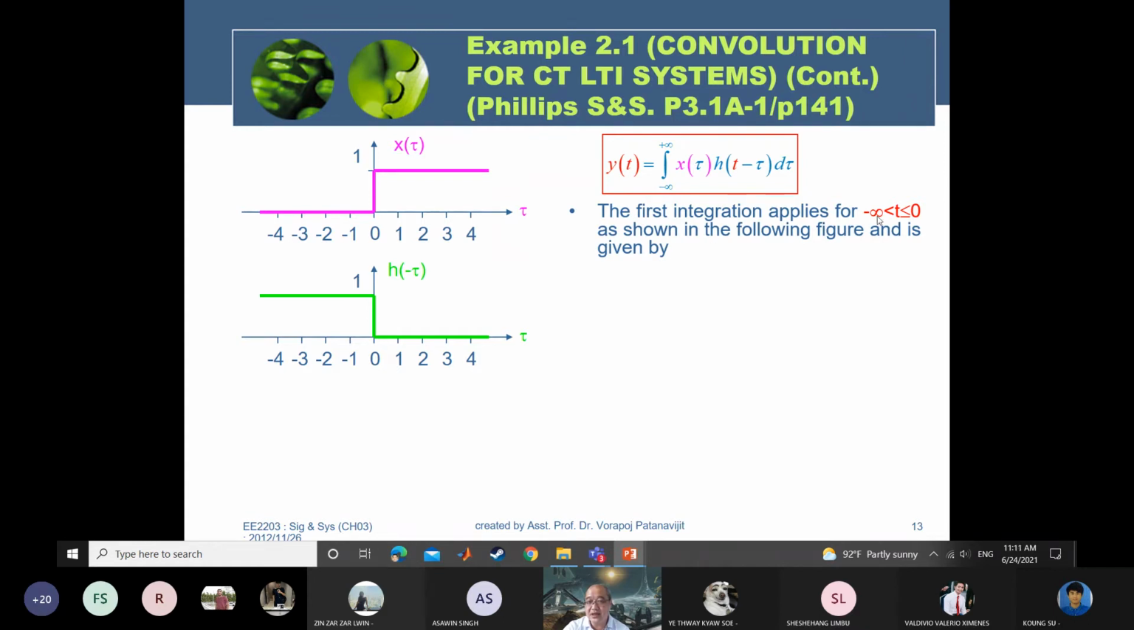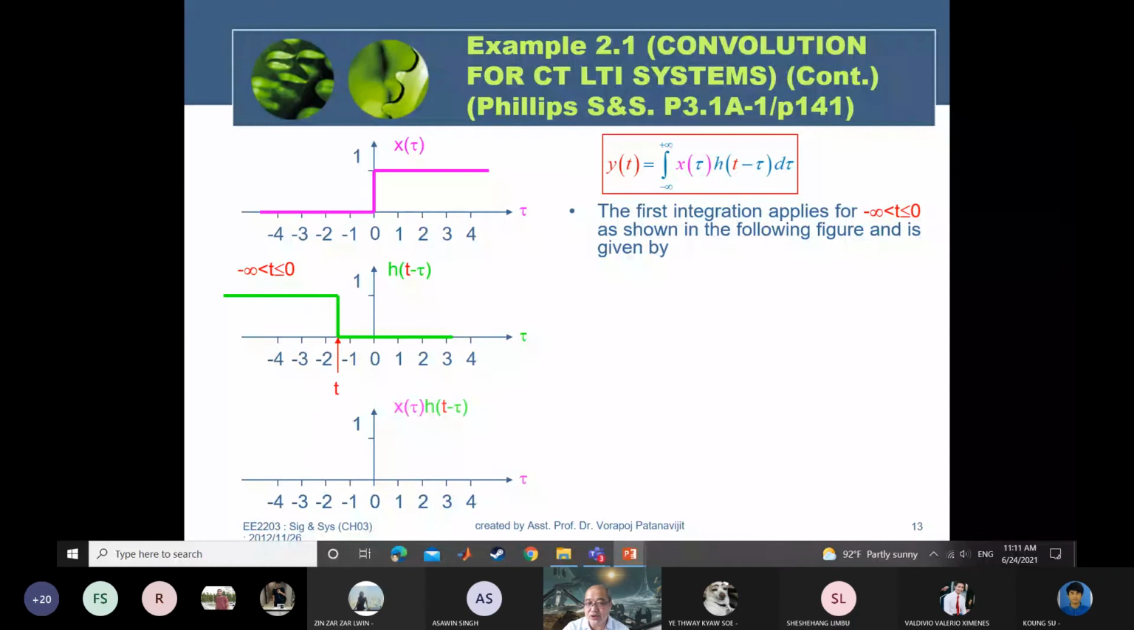The first integration pattern is from minus infinity to t. You see that this becomes h(t minus tau). It's already in this form. T in this case is -1. When you draw the graph to help you understand, you may choose any value between minus infinity and 0, but not on the boundary. Your drawing may otherwise cause misunderstanding, but if you draw it like that, it's very clear. You set any value between them, but not at the boundary.